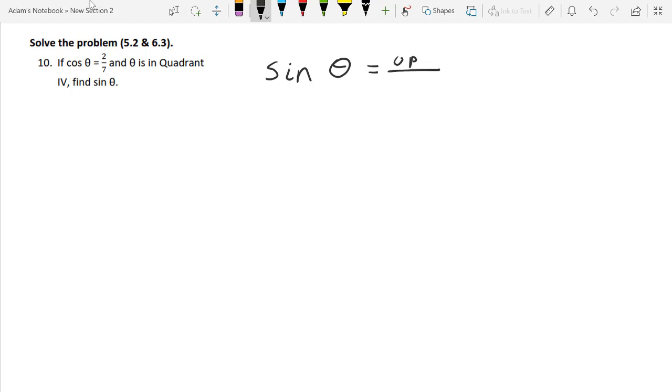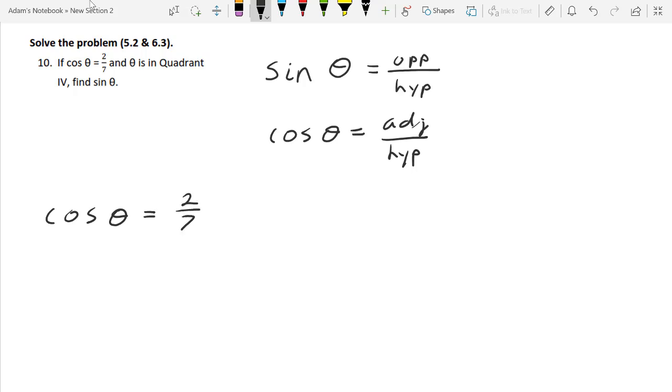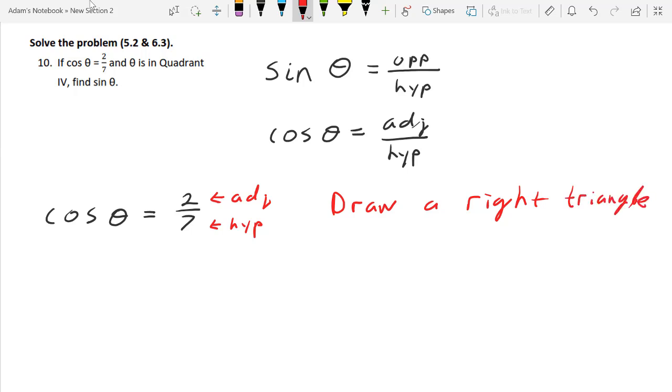So for the sine, we have opposite over hypotenuse. For the cosine, we have adjacent over hypotenuse. So in this case, we know cosine theta is 2/7, and so on top is the adjacent, and underneath is the hypotenuse. So with that information, we're going to draw a right triangle with the sides that we see in the cosine.